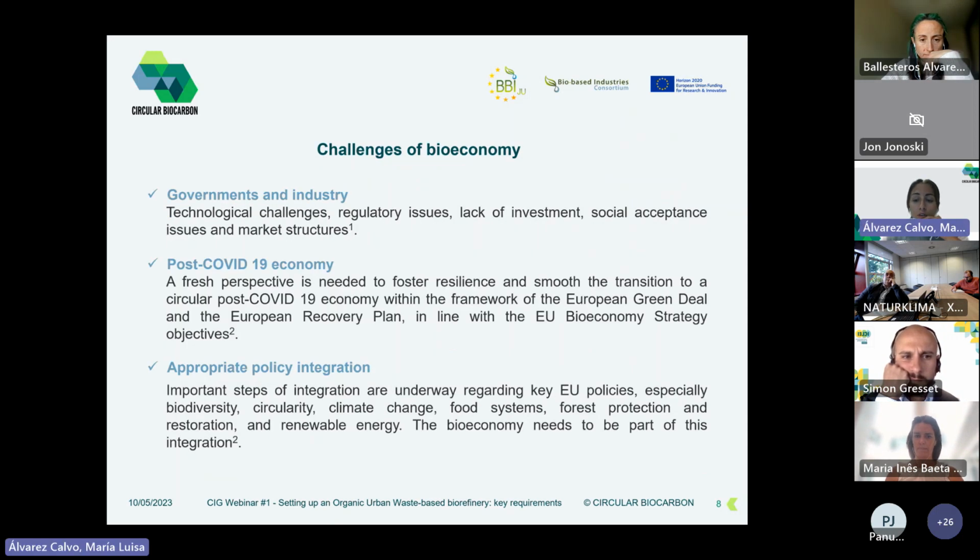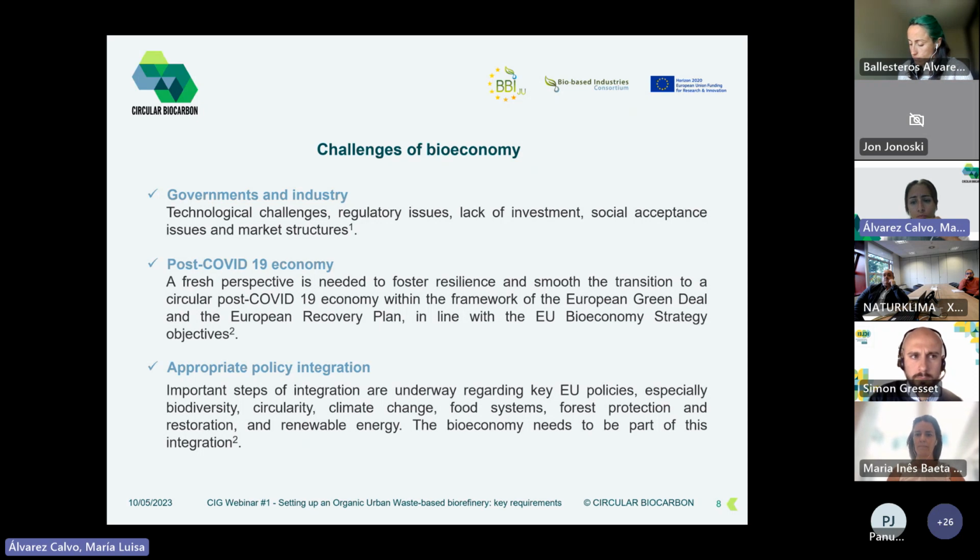However, this report warns that government and industry must break down the barriers which are presently holding back the further development and commercialization of biotechnologies. Such barriers cited by this report include technological challenges, regulatory issues, lack of investment, social acceptance issues, and market structures.